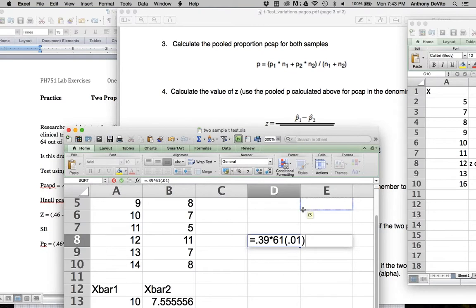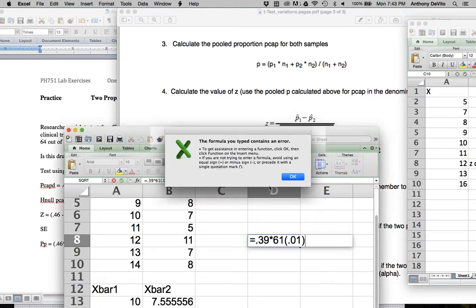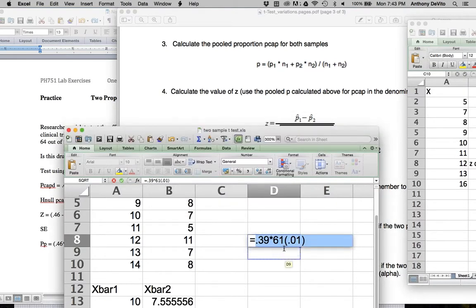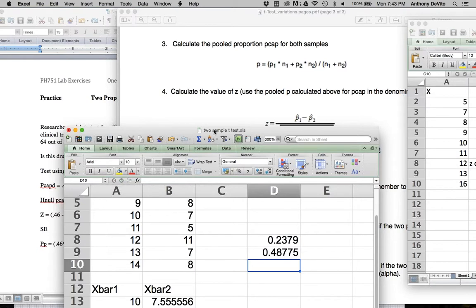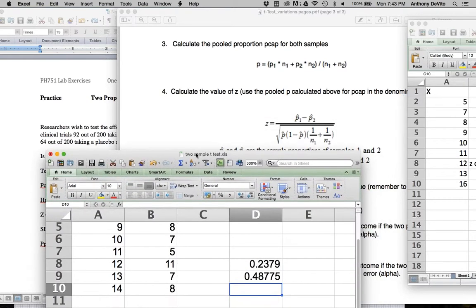Okay, I'm hoping that this will work. Oops. Okay, I need an asterisk here. Okay, and I'm going to take the square root of that. Okay, that turns out to be 0.048. I don't like that number. Something's wrong there.